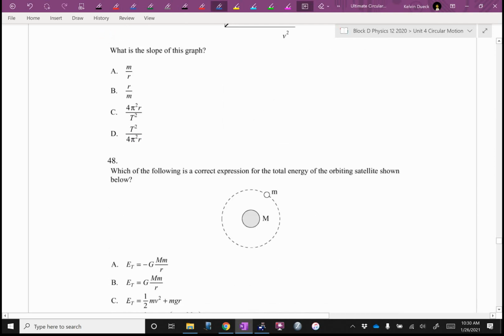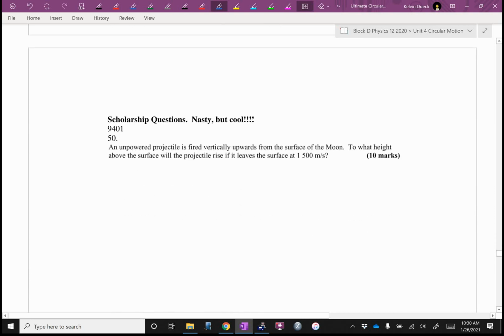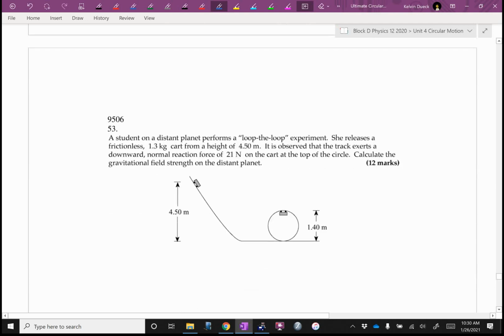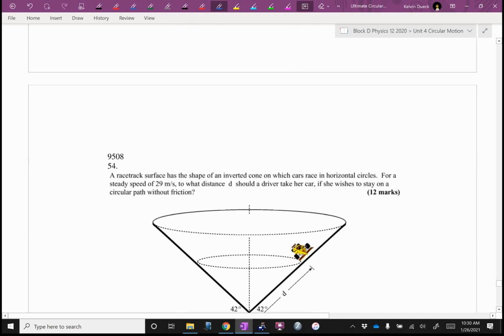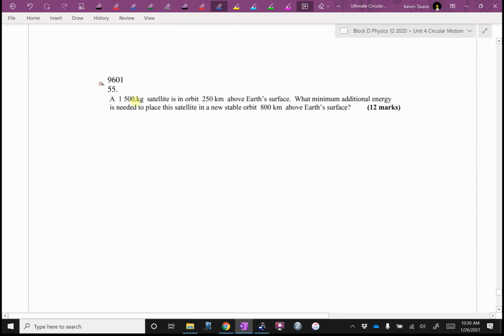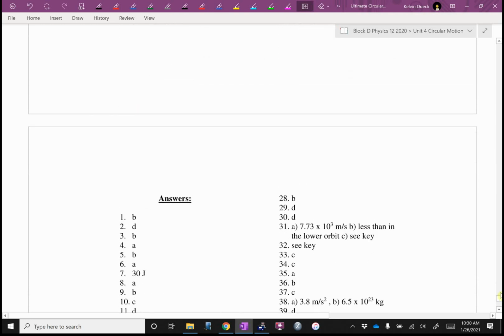Skip 47. Skip 48. Skip 49. Skip 50. Skip 51. Yeah, scholarship questions. Skip 52. 53 you can skip. 54 you can skip. Oh, that's a cool one. 55 you can skip. So I think we're skipping all the scholarship questions. Okay.